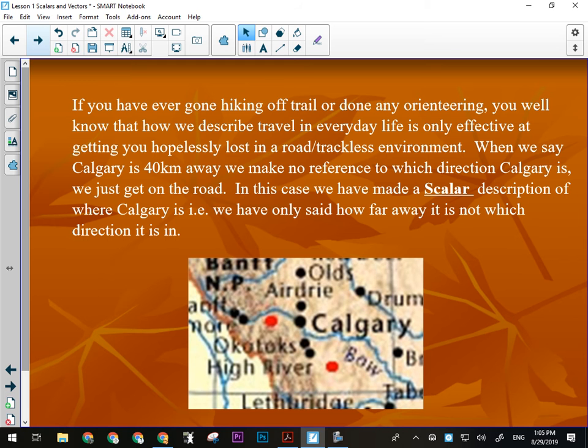So the big thing here, guys, with scalar and vector quantities is that they look at the same trip from different points of view. We have a bit of a problem in our society in that we describe distances wrong. We just do. It's a cultural thing, right? If I ask you, how far is it to Edmonton? What are you thinking right now?